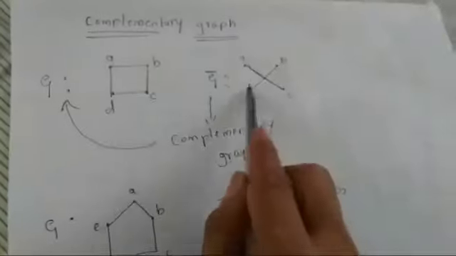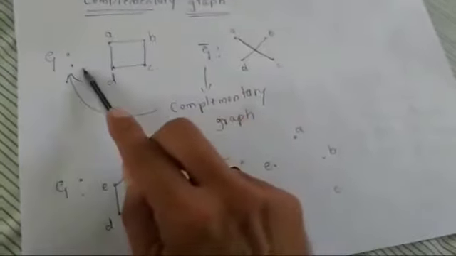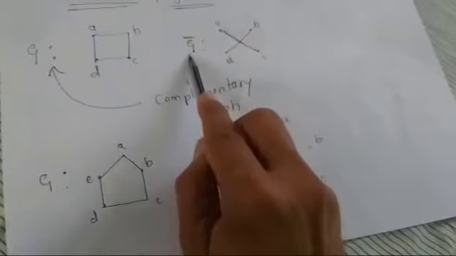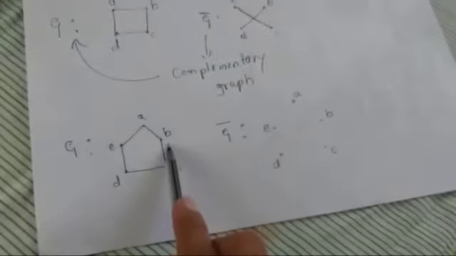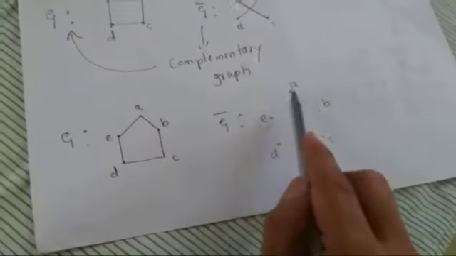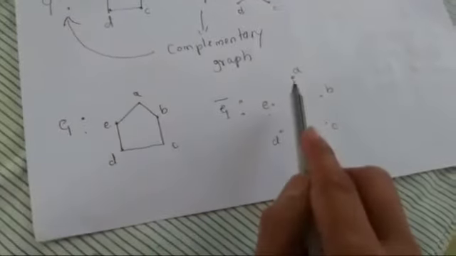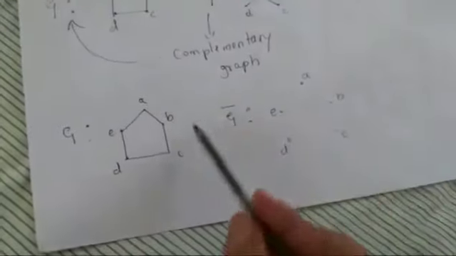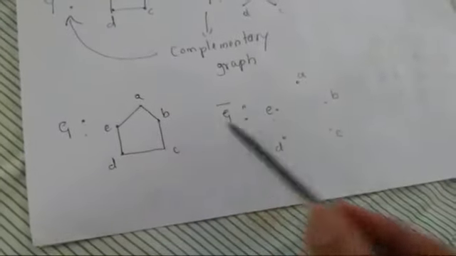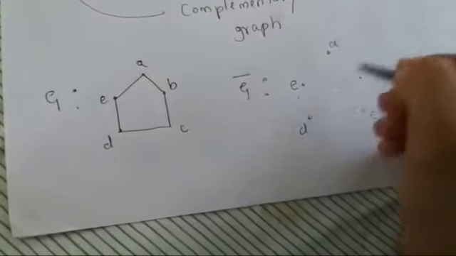So according to the previous example, if A and C are not adjacent in G, A and C are adjacent in G bar. Let me start with this one. A and B are adjacent in G, therefore there is no edge between A and B in G bar. A and D are adjacent in G, so there is no edge between A and D in G bar. But A to D is not, there is no edge. A to C, there is also no edge. So now I will draw an edge from A to D and A to C.